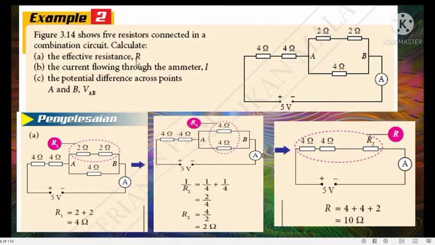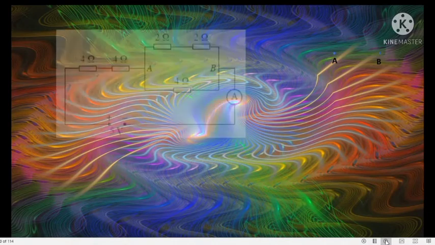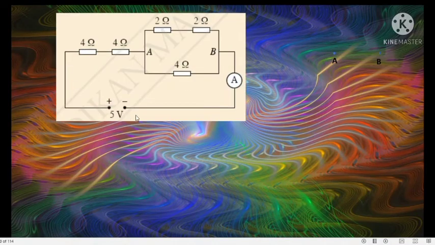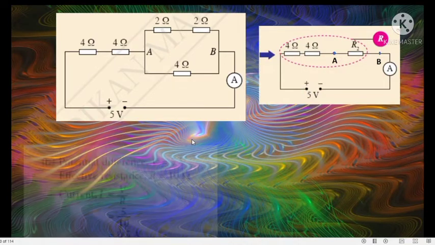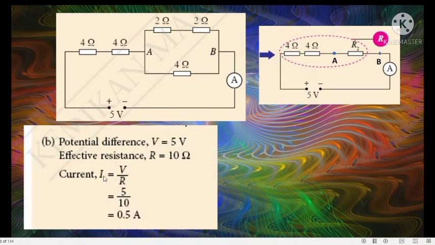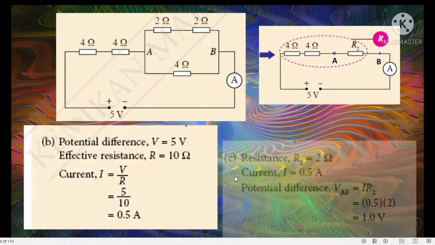Okay, next question is the current flowing through the ammeter. For the current flowing through the ammeter, we use the formula I equals V divided by R. If I here is the total current, V must be the total voltage, and R must be the total effective resistance. So we get 5 divided by 10. So we get 0.5 ampere.